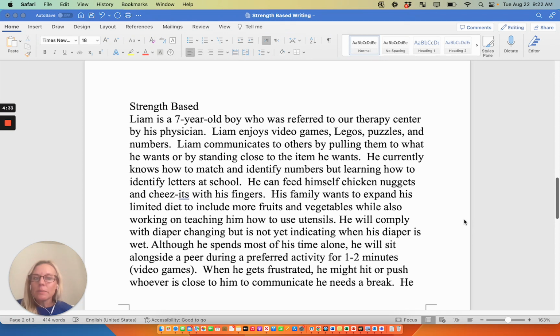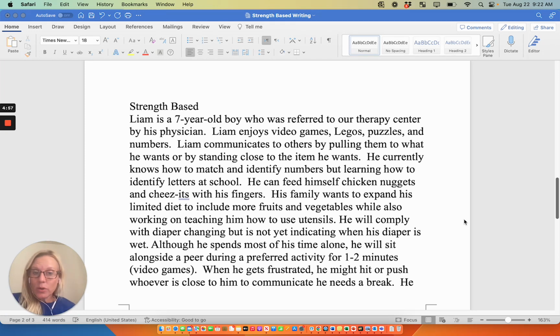So Liam is a 7-year-old boy who was referred to our therapy center by his physician. Instead of just jumping in and saying his diagnosis, I think use that with caution, whether you need it or not. Most often the diagnosis is everywhere in the records and the reports, so think about whether you need it, especially on an IEP, you might not need it. So I chose to not use it here, but you can do what you need to there.